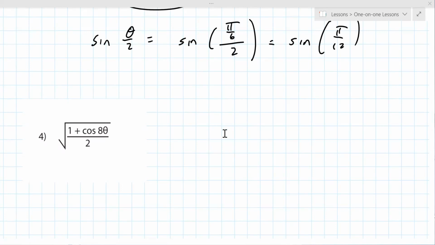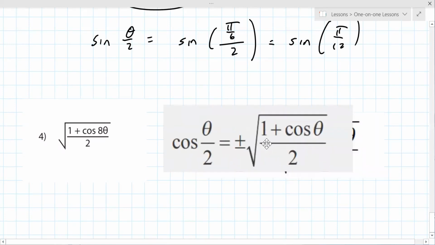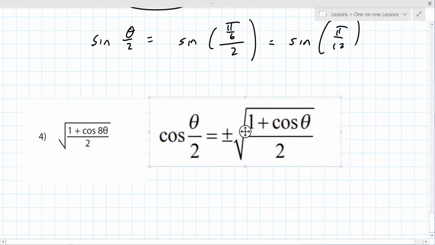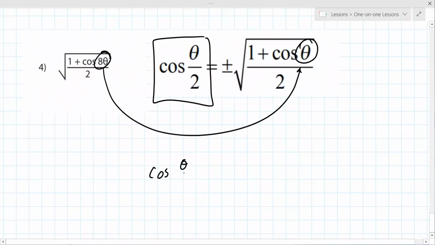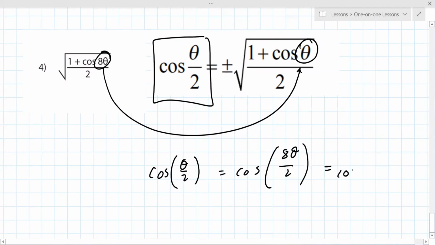So this is another half angle formula. This time it's cosine. Your theta, like in your problem, theta is really 8 theta. So you're going to write cosine theta over 2, but your theta is 8 theta, which equals cosine of 4 theta. Okay. And that's theta. I sometimes mispronounce it. I don't speak clearly.